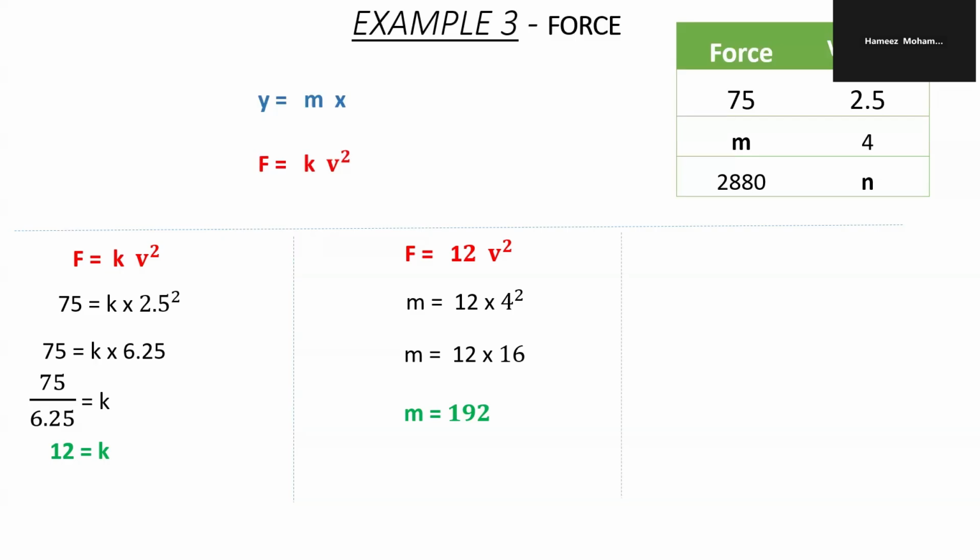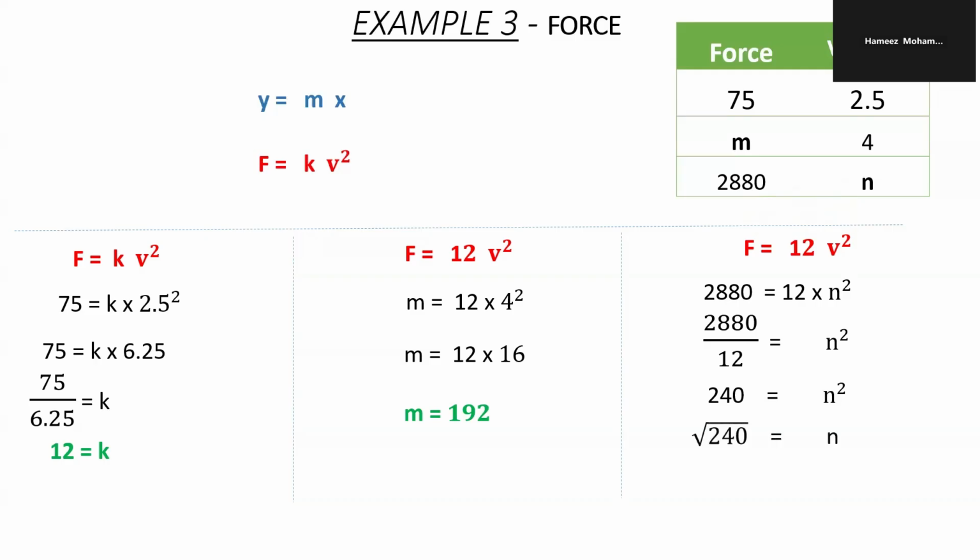Let's now look at the last one. F is equal to 12 v squared. And in our last piece of information, we know F, 2880, is 12 times v, and velocity is represented as n squared in this particular case. So we want to find it. We can divide by 12 on both sides. We're going to get 2880 over 12 is equal to 12 over 12, which is just 1, n squared. And 12 into 2880 is 240. So 240 is n squared. That's not our answer. We want to find n. So n is the square root of 240, which works out to be approximately 15.5.